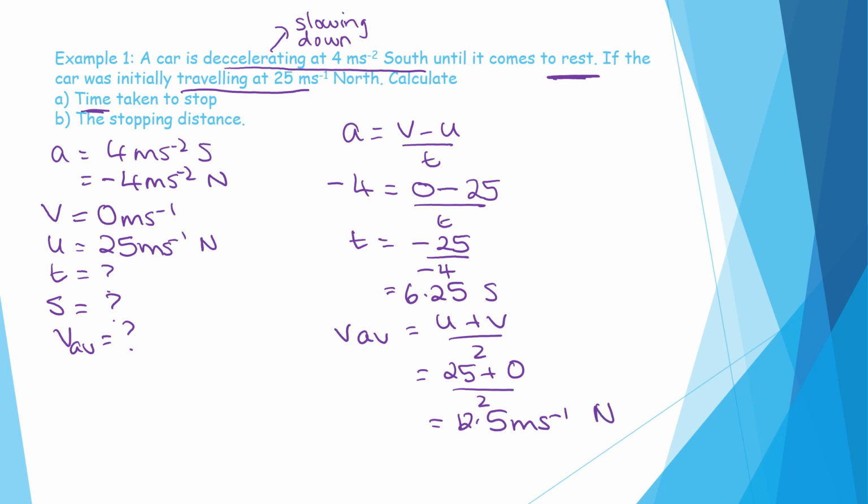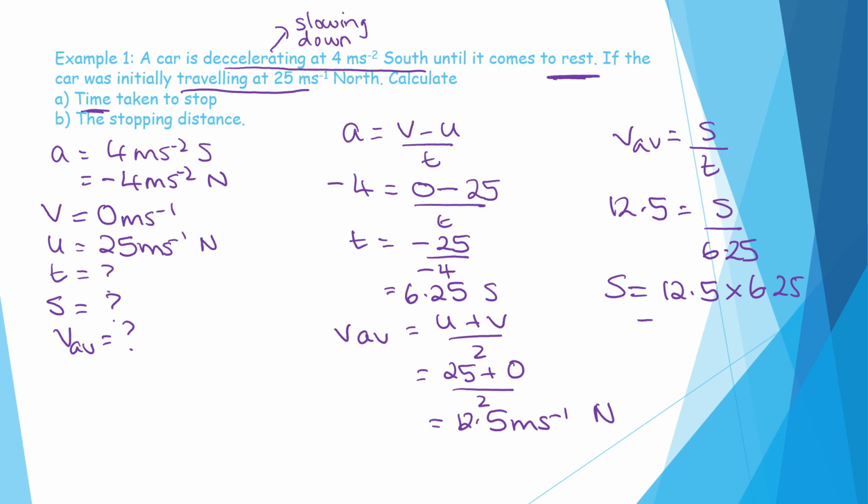Now the final step is to find the displacement. So we know that v average is equal to displacement over time. So 12.5 equals displacement over the time of 6.25 seconds, which we calculated earlier. So displacement is equal to 12.5 times 6.25, and this comes out to be 78.13 meters. Now remember, because we've been given directions, this is a displacement, so it'll be 78.13 meters north.